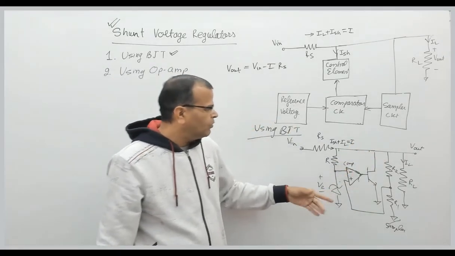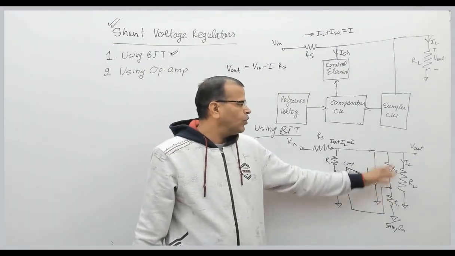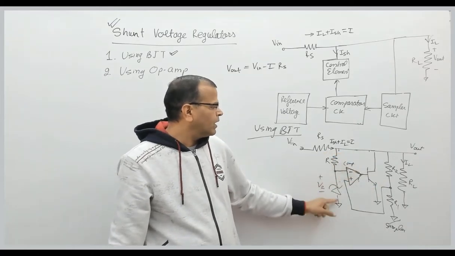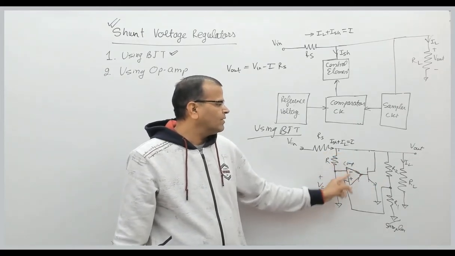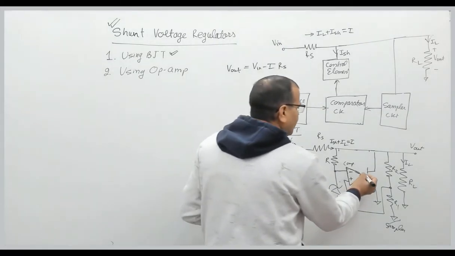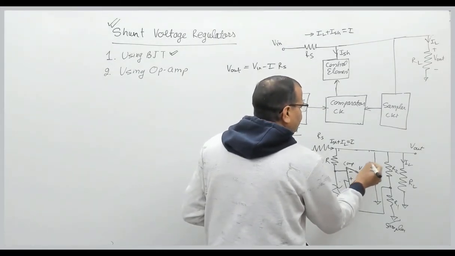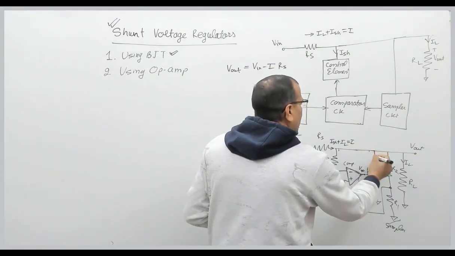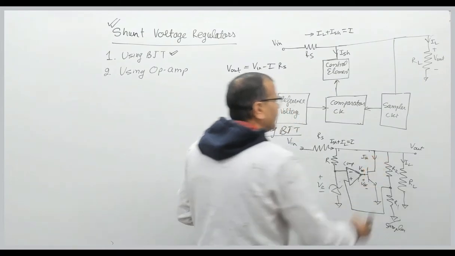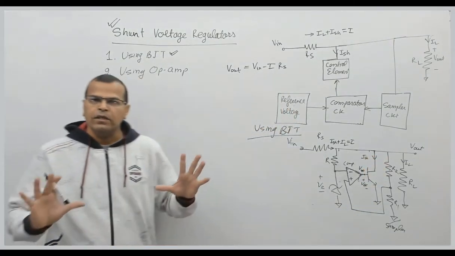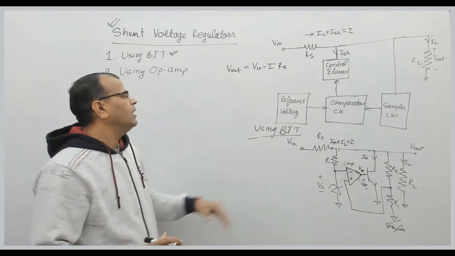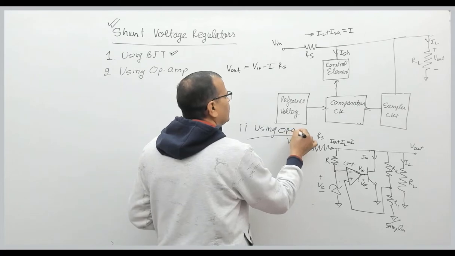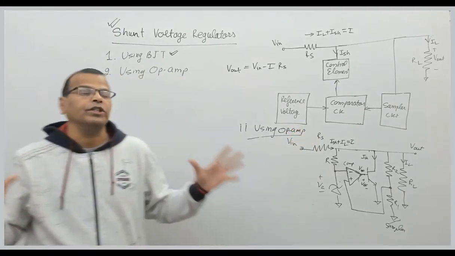So in the op-amp based shunt voltage regulator, what do we do? We take a sample of the output voltage through this potential divider circuit. We take a reference voltage through this circuit. We have an op-amp which works like a comparator, right? This is the output voltage of the op-amp. This is voltage VBE, same as the output voltage of the op-amp, and this is the shunt current, right? Now let us see the operation of this circuit. That is now the second circuit using op-amp. This is the op-amp based shunt voltage regulator.